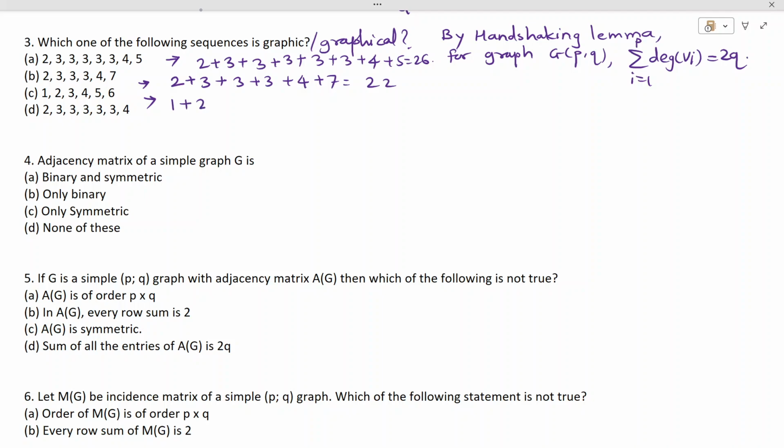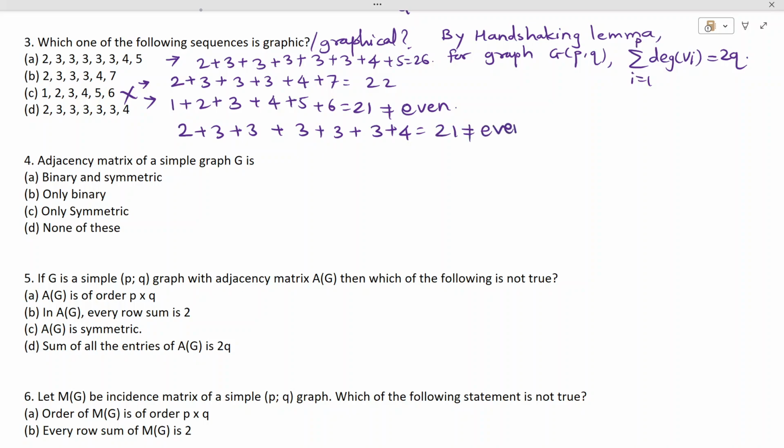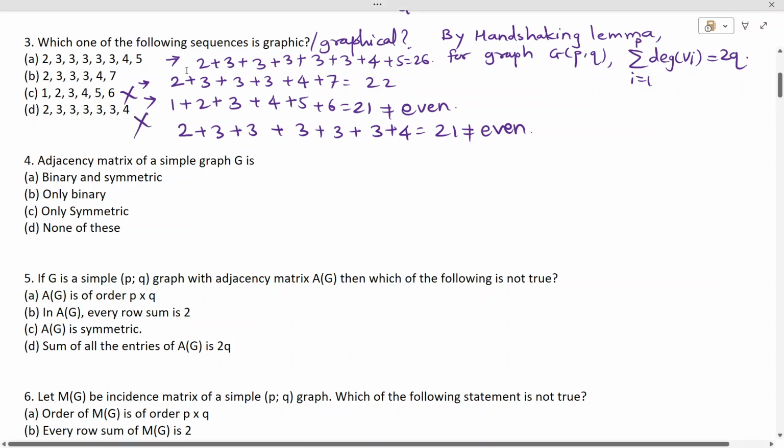If you add 1 plus 2, 3 plus 3, 6 plus 4, 10 plus 5, 15 plus 6, 21, which is not an even number. There cannot exist a graph with degree sequence 1, 2, 3, 4, 5, 6. And for the last option, 2 plus 3, 5 plus 3, 8 plus 3, 11 plus 3, 14 plus 3, 17 plus 4, 21, which is also an odd number. So there cannot be a graph with the degree sequence given in option D.